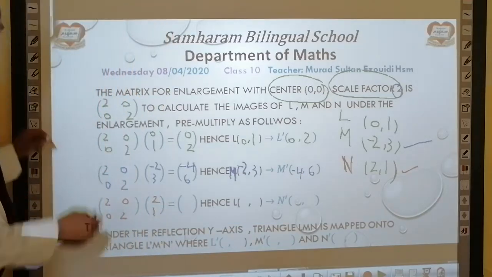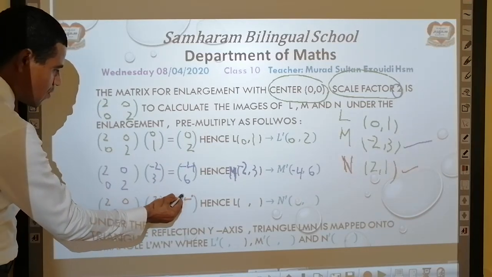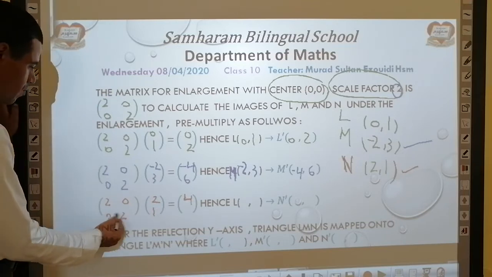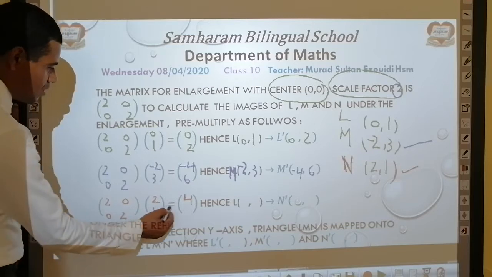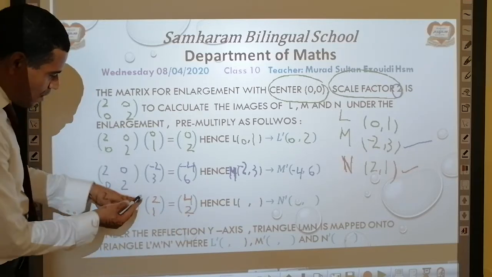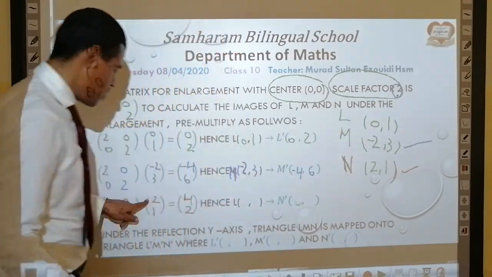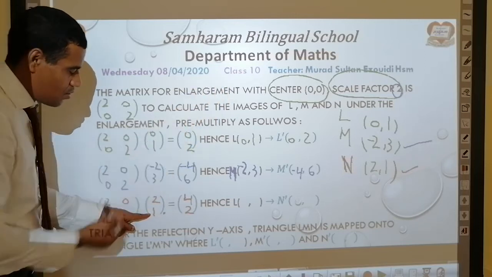Okay? Then the last one. This multiplied by this, 2 by 2 is 4, plus 1 by 0 is 0. 4 plus 0 is 4. This one multiplied by this, 0 by 2 is 0, plus 2 by 1 is 2. 2 plus 0 is 2. So, I multiply 2 by 2 gives 4, because the scale factor is 2. I multiply 1 by 2 gives 2, because the scale factor is 2.